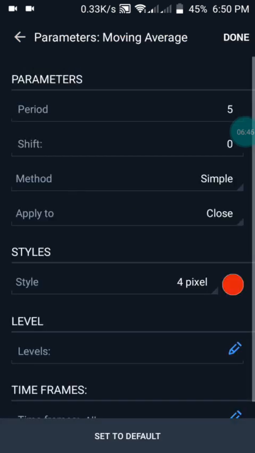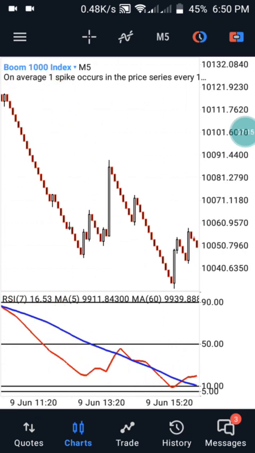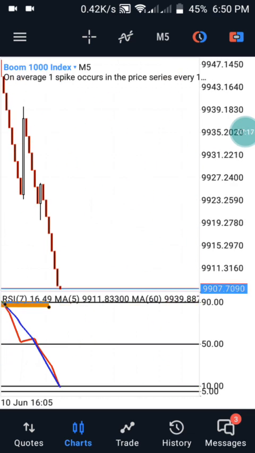Then we have the first moving average, which is the period of 5. We have our shift to be 0. We have our method to be simple. We have apply to close, and we have our style in red color. Then we have the second moving average, which is the period of 60. We have our shift to be 0, our method to be simple. We have apply to close, and we have our style in blue color. So that is the settings. When you have these same settings, you will have it on your charts.